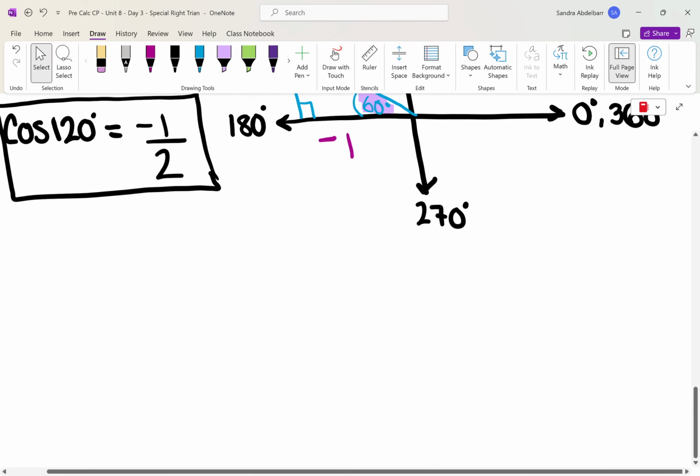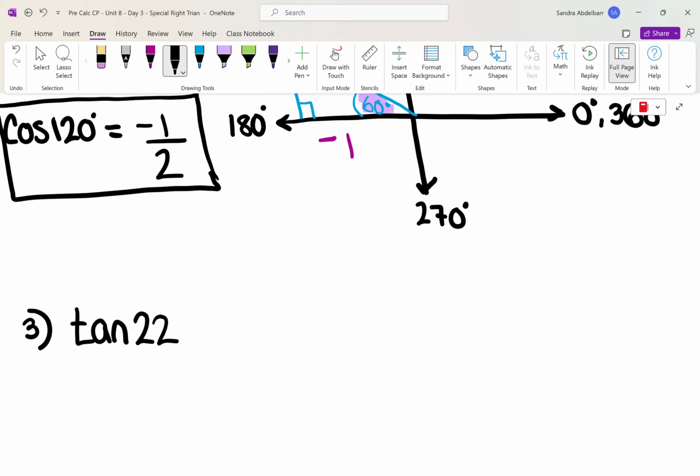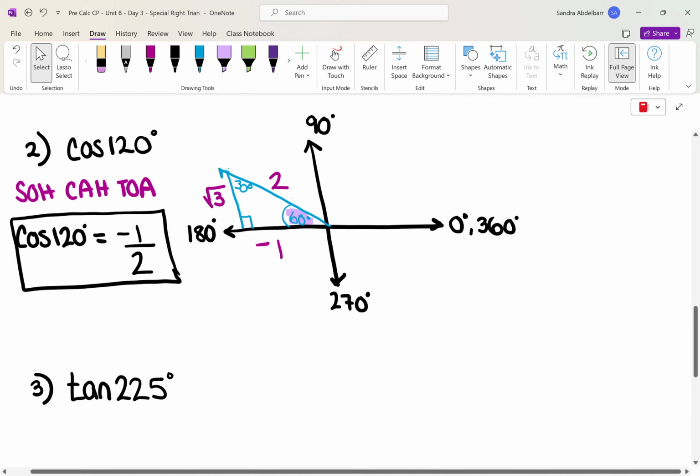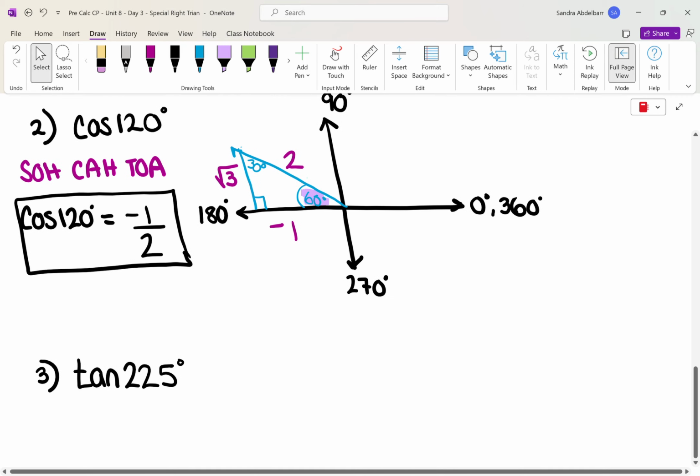All right, next one. I'm going to have the tangent of 225 degrees. Is anybody still copying cos?